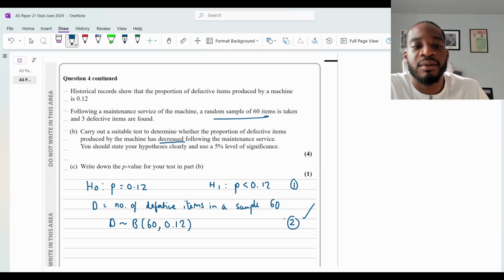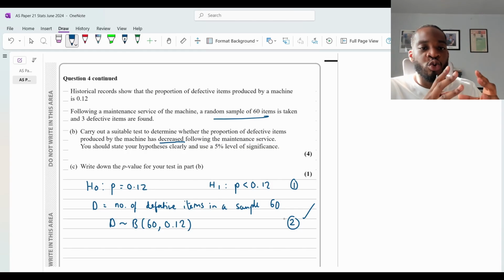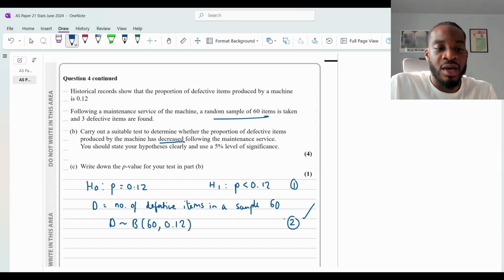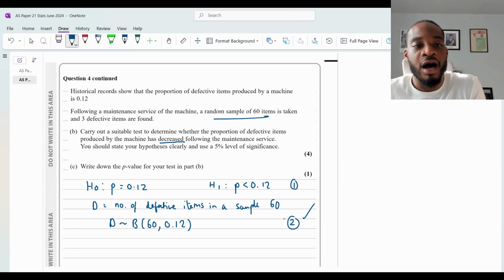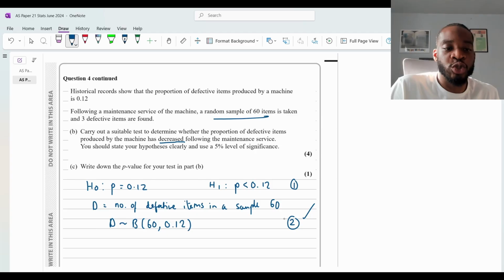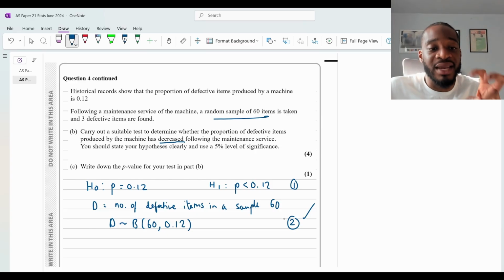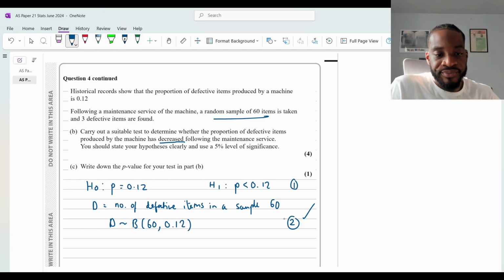Now, whenever you're doing these types of questions, guys, hypothesis testing, you're always going to have an observed value. What you need to do is find the probability of observing that value under the null hypothesis, assuming the null hypothesis is true, and you compare this probability, this test statistic, with the significance level. And that is essentially it.